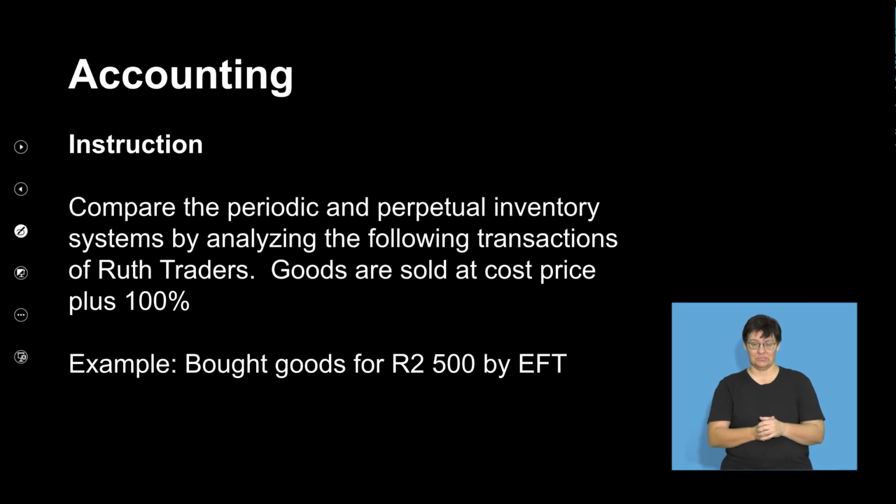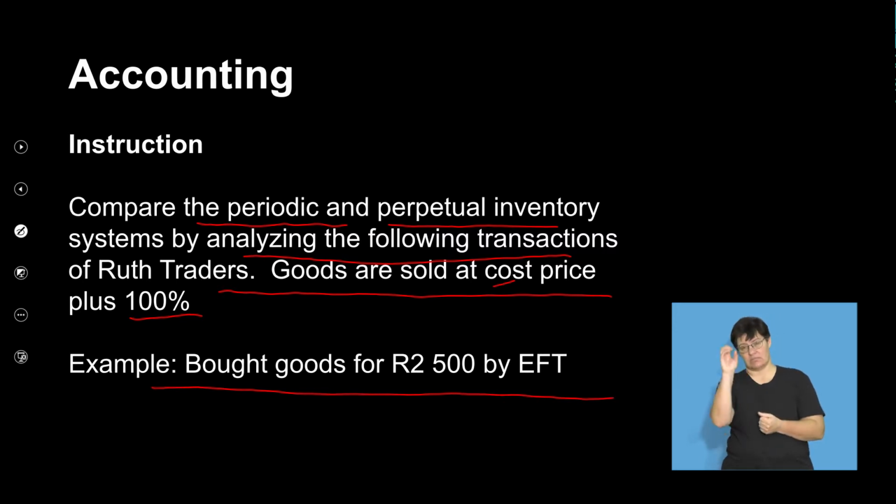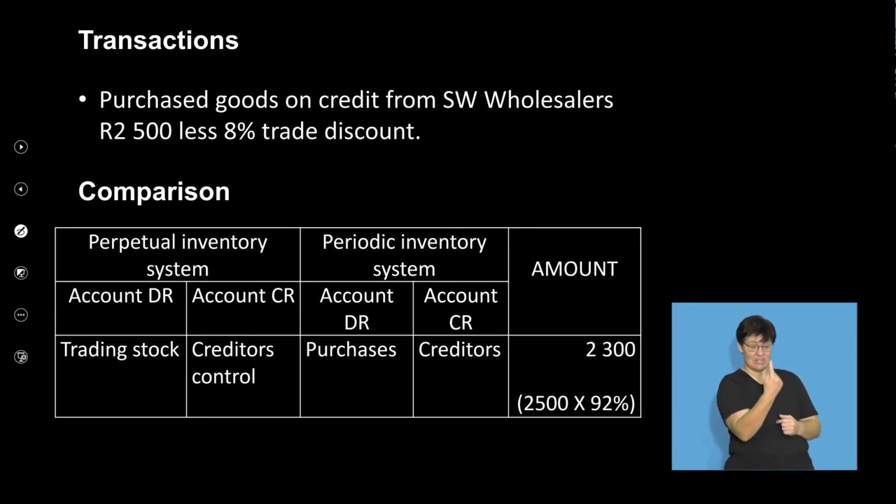The instruction says, compare the periodic and perpetual inventory systems by analyzing the following transactions of Ruth Traders. Goods are sold at a cost price of 100%, and for example, bought goods for 2,500 by EFT. Let's take the first one. Here are all my transactions. What we're going to do is take each transaction as a standalone and then do the comparison so we can see what is happening. Right, first transaction.